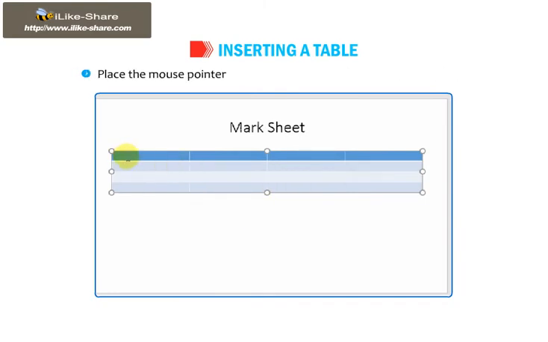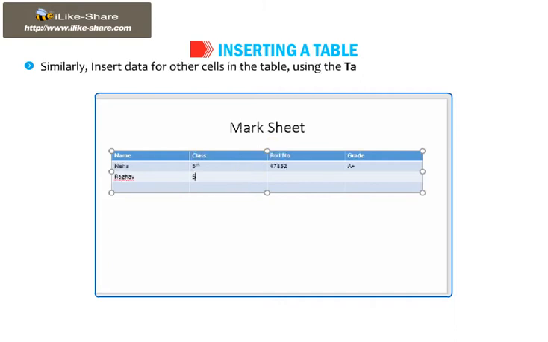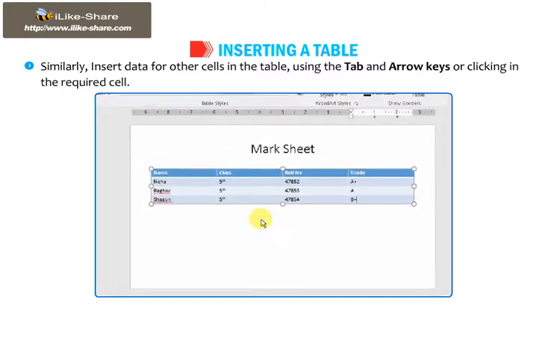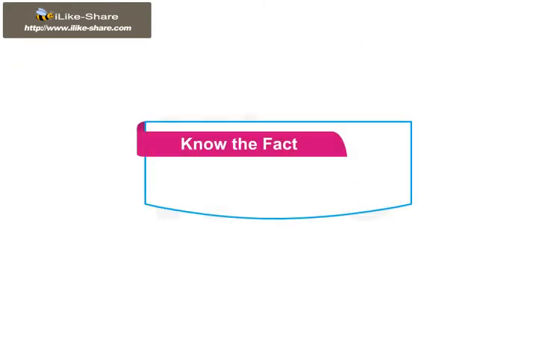Place the mouse pointer in the first cell of the table and type the heading. Press the Tab key. Similarly, insert data for other cells in the table using the Tab and arrow keys or clicking in the required cell. Let me share that the intersection of a row and column in a table is called a cell.